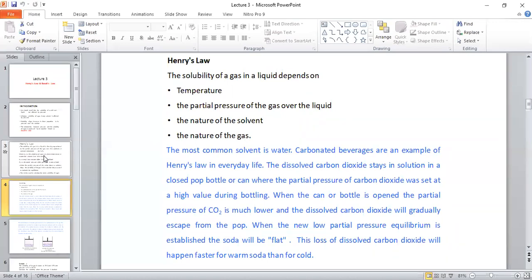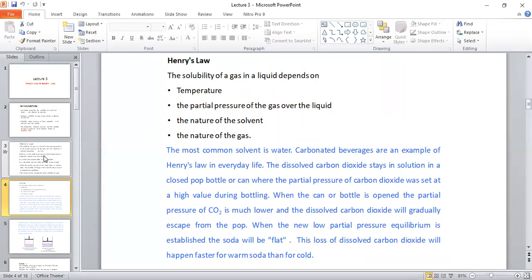So what this means is, by the time you open the bottle, the partial pressure is reduced. Some of the gas will escape, and then a new partial pressure equilibrium will be established. This is now lowered, and so the soda becomes flat, no longer like what it was when you had carbon dioxide dissolved in it.